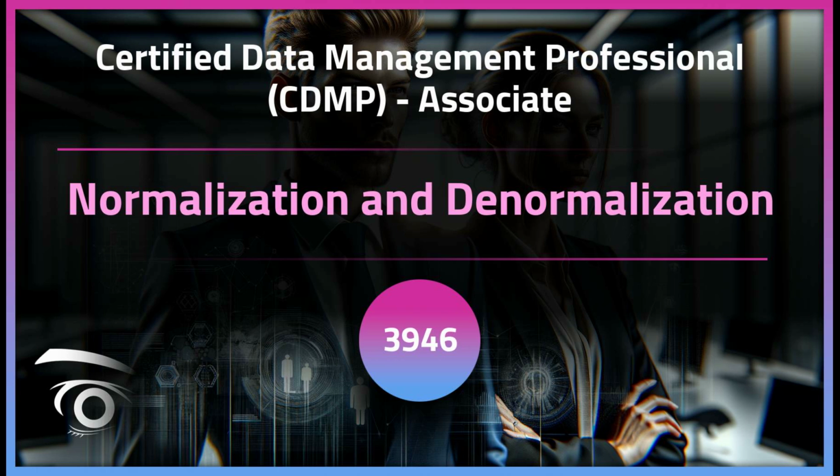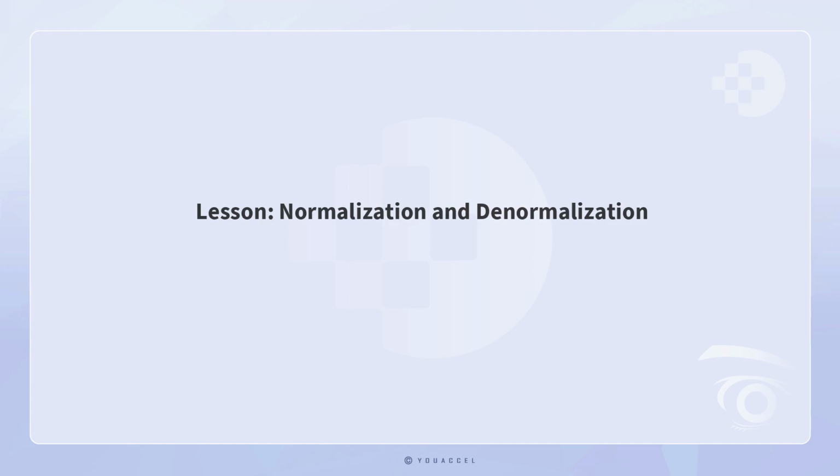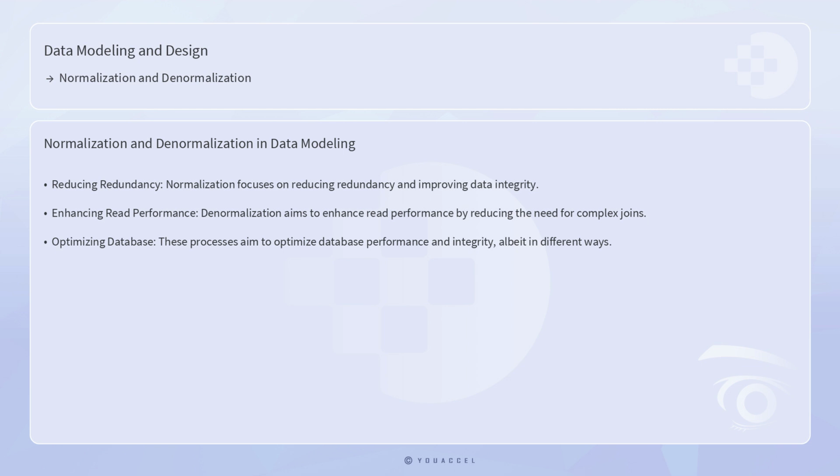Let's proceed with the lesson. Lesson: Normalization and Denormalization. Normalization and denormalization are fundamental concepts in data modeling and design, playing a crucial role in the structure and efficiency of relational databases. At their core, these processes aim to optimize database performance and integrity, albeit in different ways. Normalization focuses on reducing redundancy and improving data integrity, while denormalization aims to enhance read performance by reducing the need for complex joins.